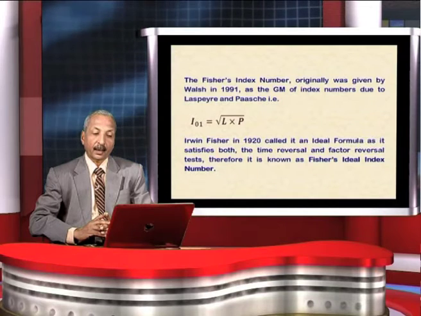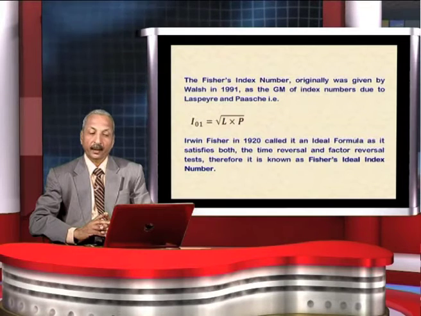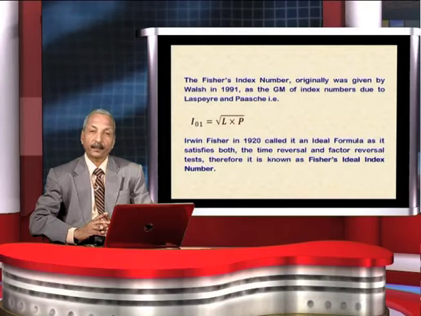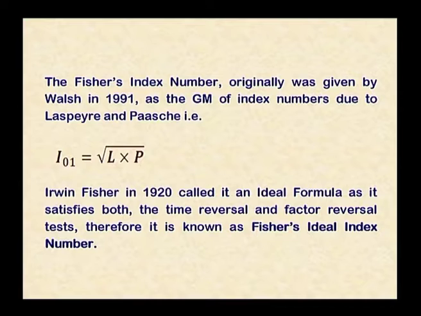The Fisher's index number originally was given by Walsh in 1901 as the geometric mean of index numbers due to Laspeyres and Paasche. That is, we have seen that this I01 is equal to the square root of L times P. Irving Fisher in 1920 called it an ideal formula as it satisfies both the time reversal and factor reversal test, as we have just seen. Therefore, it is known as Fisher's ideal index number.